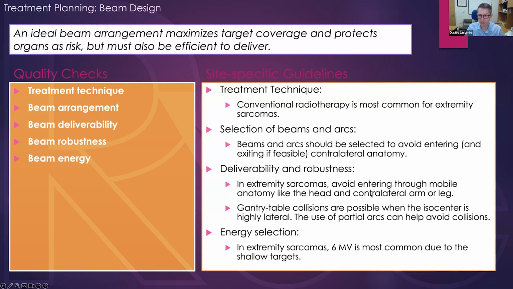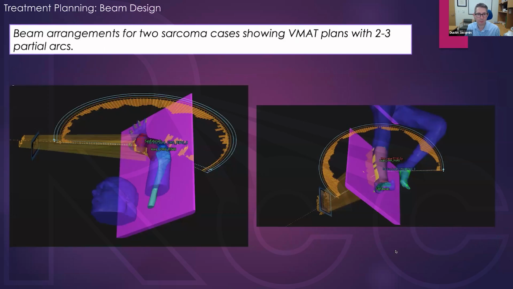Partial arcs are a great strategy to avoid mobile anatomy like the head and contralateral arm or leg. This is also good for clearance. Very often the table is placed very laterally when you're treating an extremity, and so using partial arcs helps avoid collisions between the gantry and the table. Finally, typically sarcomas are planned with 6 MV because these are shallow targets, and 6 MV is generally appropriate when you're treating a target that is shallow in the body.